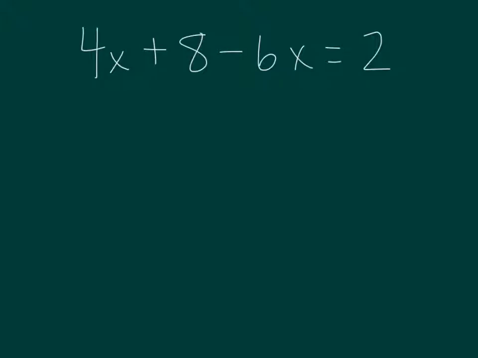Last example, 4x plus 8 minus 6x equals 2. The first thing that I want to do is combine my like terms. I have 4 x's, and I want to be careful. Do I have 6 x's or negative 6 x's? I have negative 6x, so I have a positive 4x and a negative 6x. Am I going to add those numbers or subtract them? I'm going to subtract. 6 minus 4 is 2x. And I see that there are more negatives than positives, so it's going to be a negative 2x. Negative 2x plus 8 equals 2.